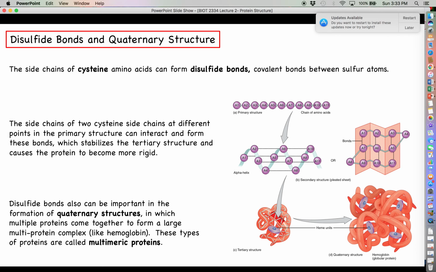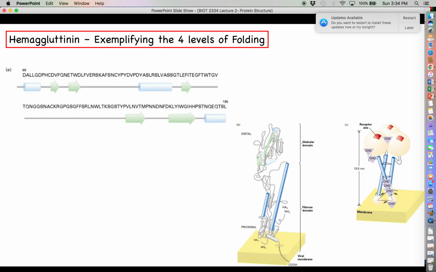A good example of a multimeric, multi-protein complex that actually has a quaternary structure is something like hemoglobin, which you can see here. The actual quaternary structure of hemoglobin consists of 4 different polypeptides, which are called globins, 2 alpha globins and 2 beta globins. Each globin only has a tertiary structure, but when those 4 globins come together and form this quaternary structure, then you can go beyond the tertiary and start talking about quaternary.